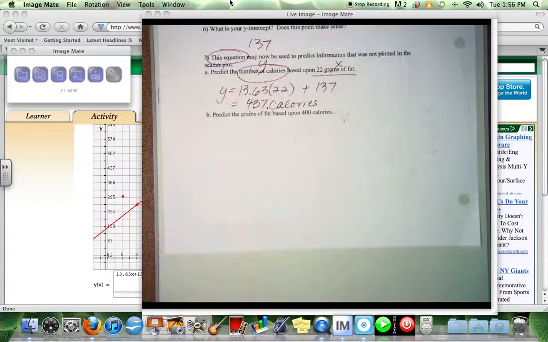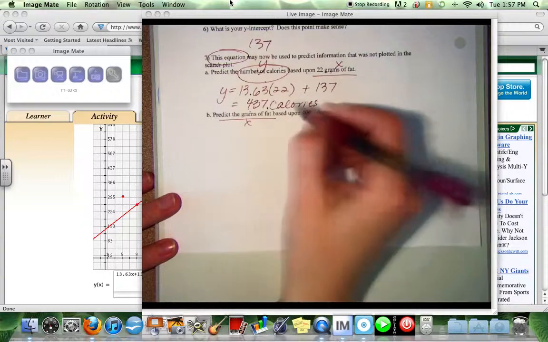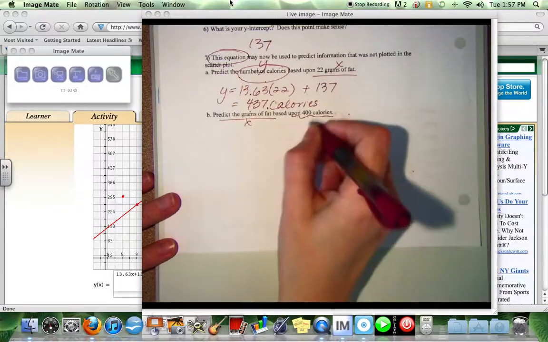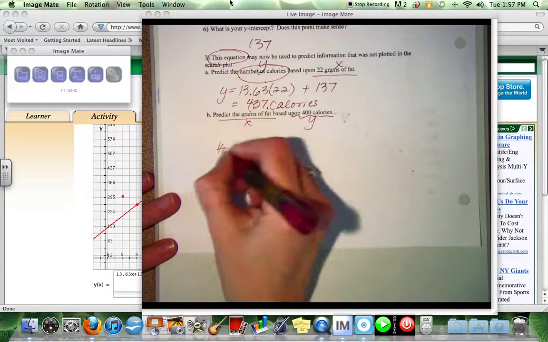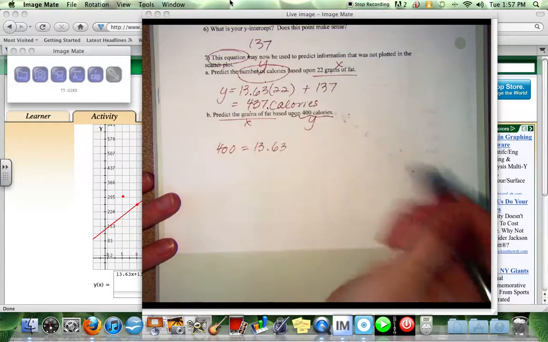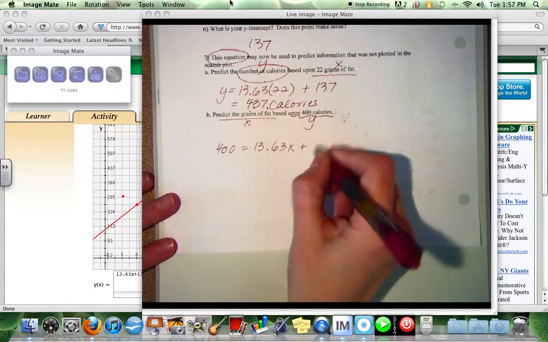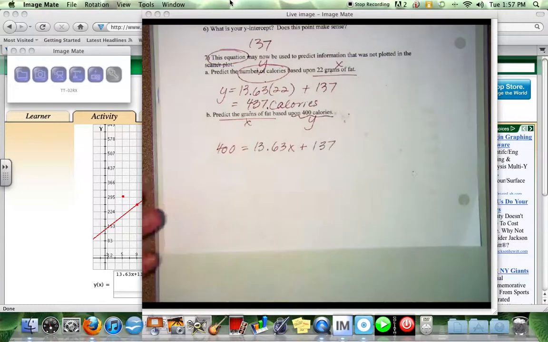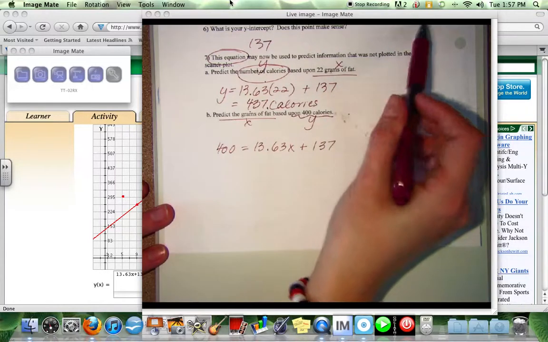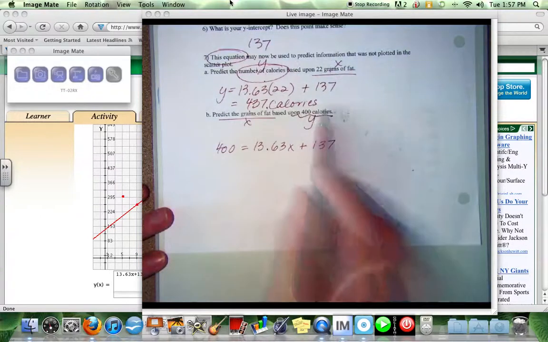All right, predict the grams of fat based upon 400 calories. So it'd be the opposite. I need to find the grams of fat. What letter is that represented by? X. And 400 calories is represented by? So I put the 400 in place of the Y. So it'd be 400 equals 13.63x plus 137. No, we're starting with the basic equation. It doesn't matter what we got out the last time.